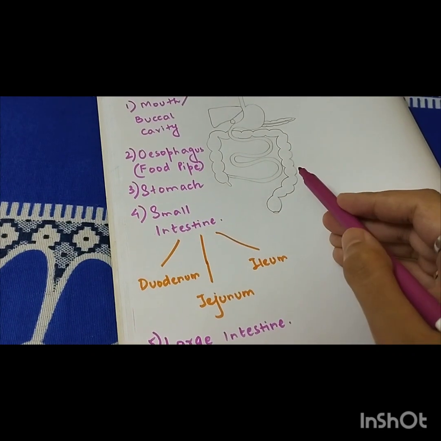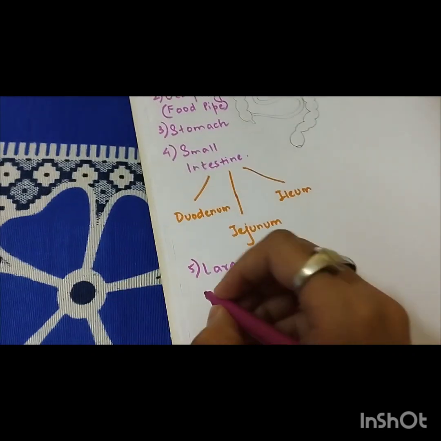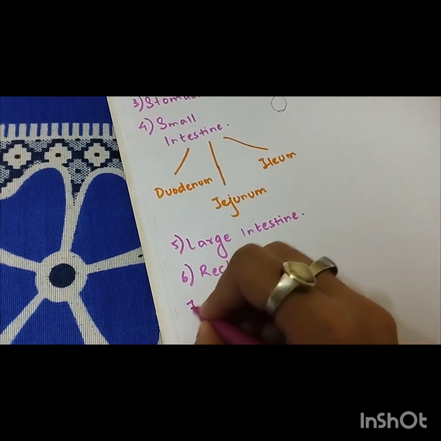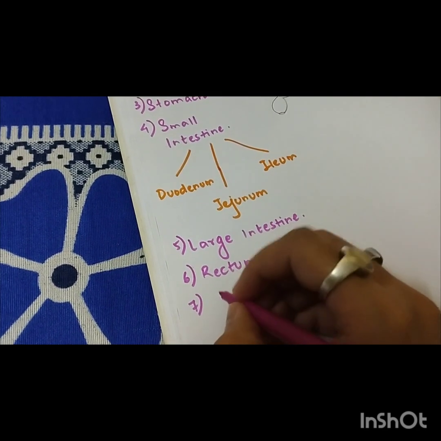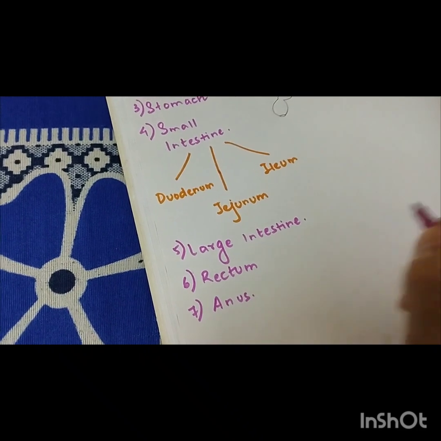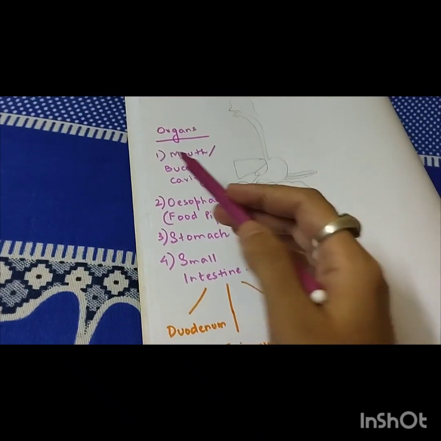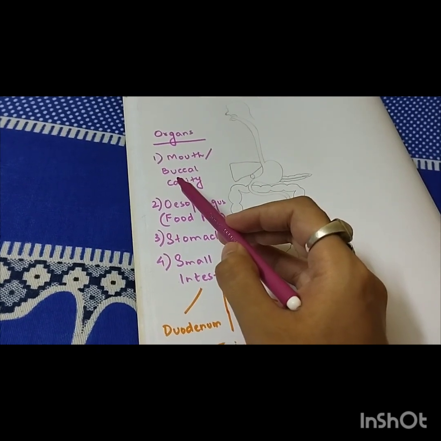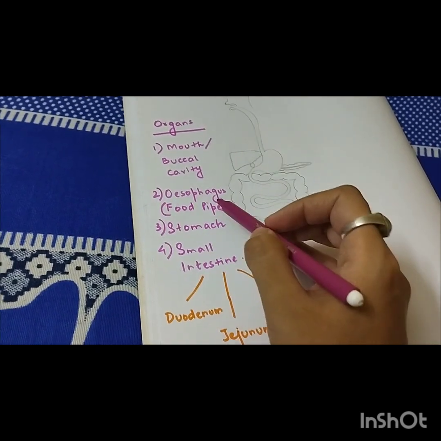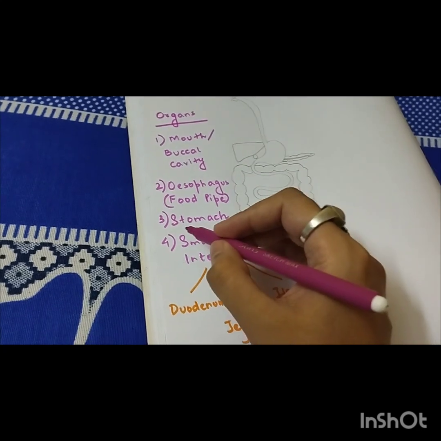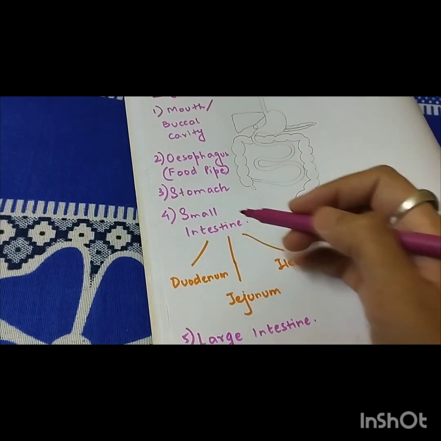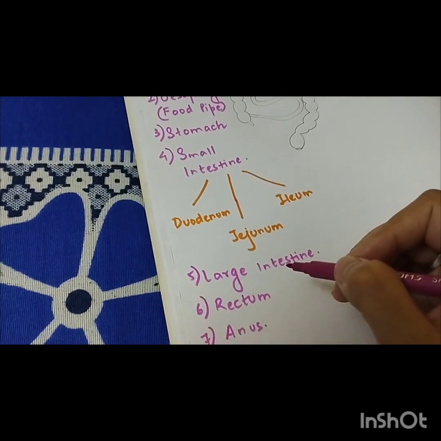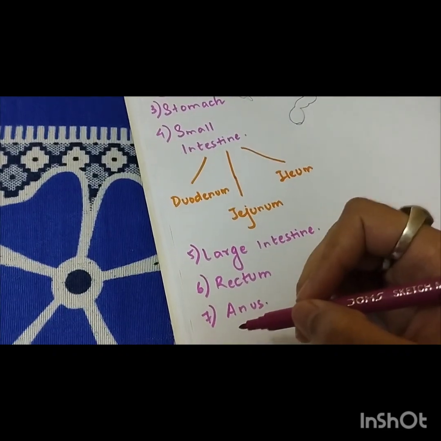Now, followed by the small intestine, we have the large intestine. After the large intestine, the food is directed into the rectum. And last, the waste food materials are excreted out of the body through the anus. So, the first organ is the mouth, also known as the buccal cavity, followed by the esophagus, also called the food pipe. Then we have the stomach, then the small intestine which has three parts, duodenum, jejunum, ileum, and then the large intestine and rectum. Last is the anus.